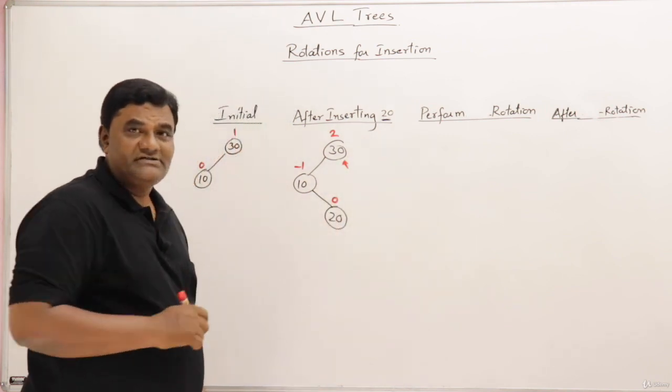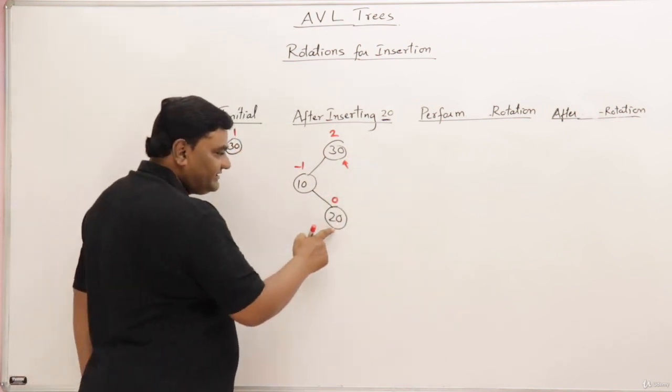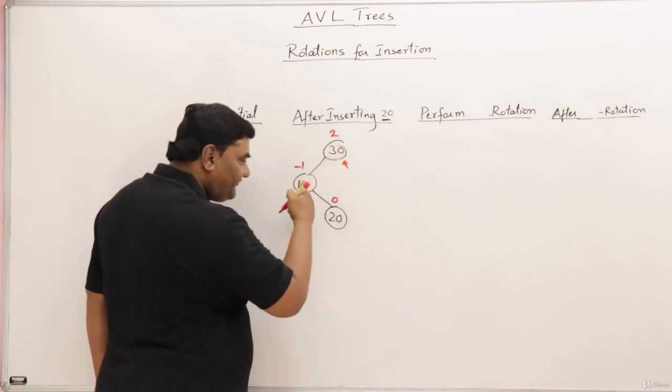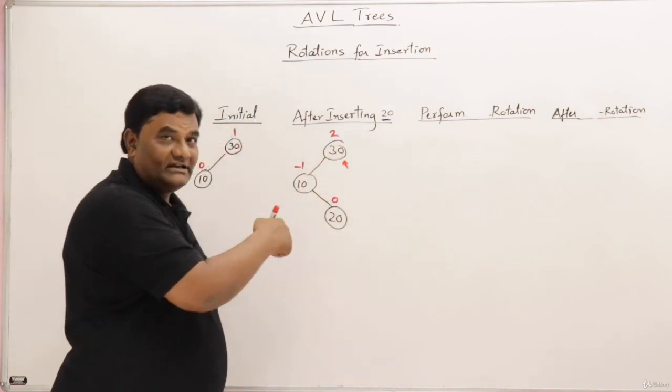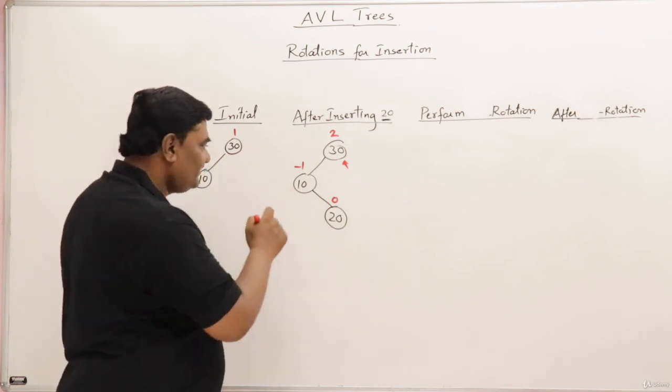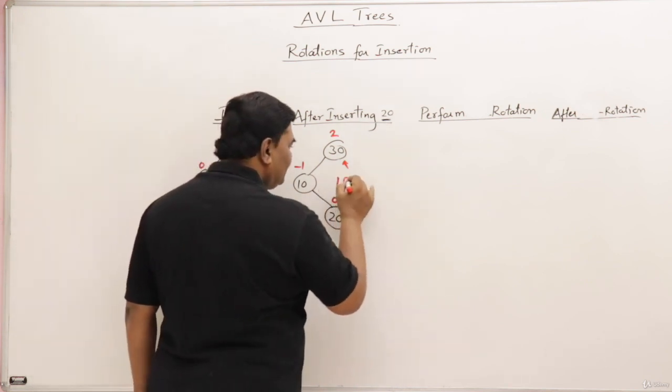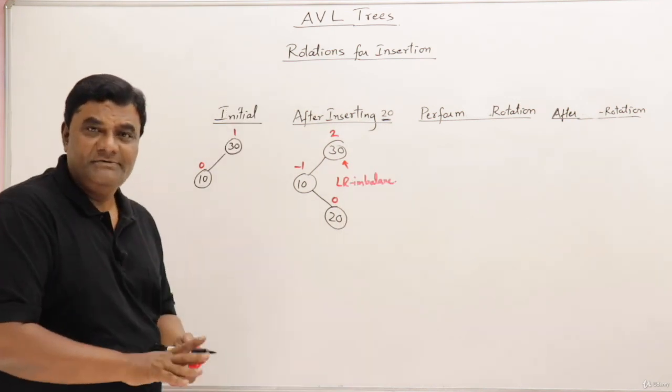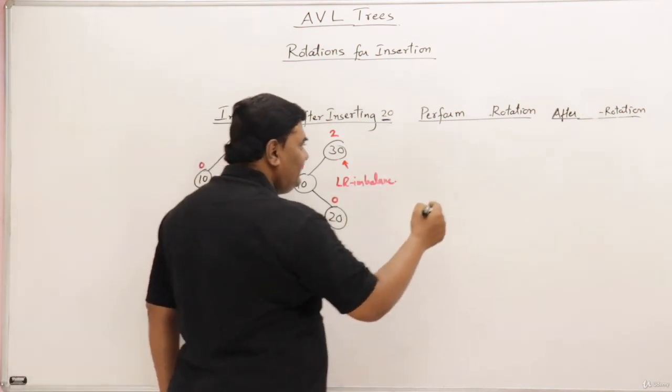Which direction was the insertion done? Just now we inserted 20. On which side? Left, right. First left child, then right child. So let us call this LR imbalance. And how should the rotation be performed? I will redraw the tree here.